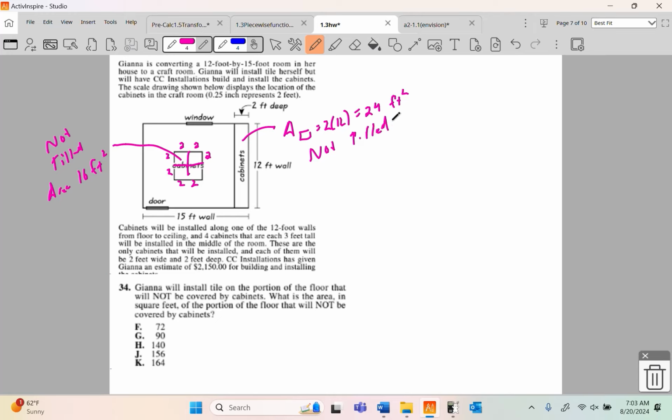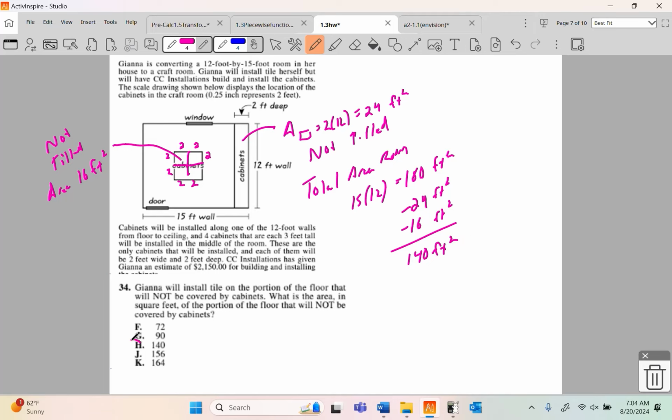It seems like I'm spelling it wrong, but I don't know. The total area of the room is a rectangle, right? It's going to be 15 times 12, which is 180 square foot. And what I'm going to do is take away these 2 things that I know. So I'm going to take away the 24, and I'm going to take away the 16. If I put 24 and 16 together, I'll get 40. And 180 minus 40 is 140 square foot. Choice H.